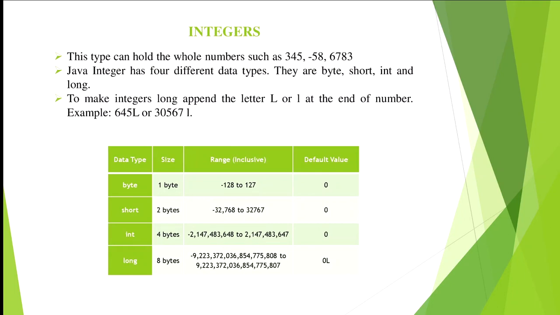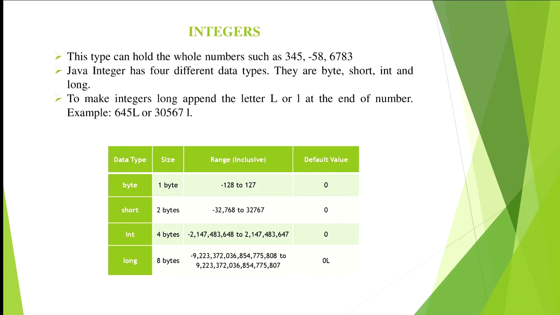Integers. You know, integer means the whole numbers. The whole number means the numbers which do not contain the decimal point. That number may be either positive or negative. As we already saw in the last slide, the integer data type is divided into the four sub data types, byte, short, int and long.